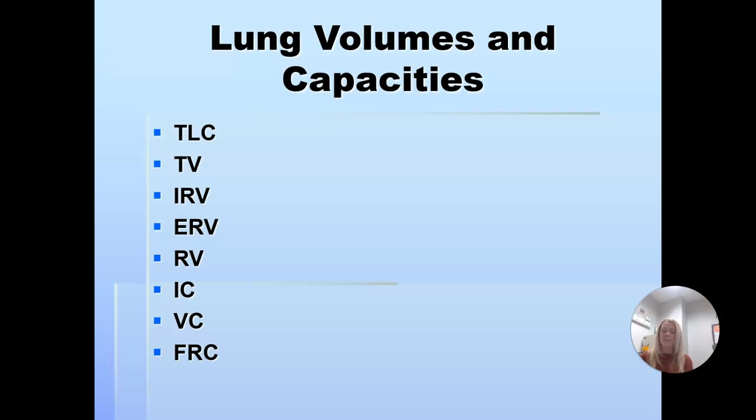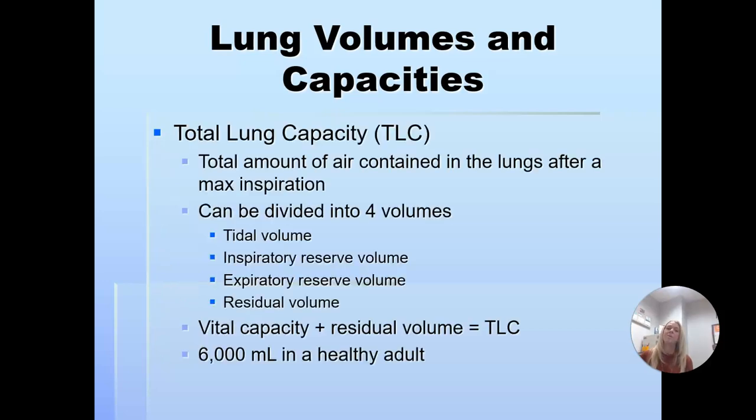But we have TLC, total lung capacity. TV is tidal volume. IRV is inspiratory reserve volume. Then we have expiratory reserve volume. RV is residual volume. IC is inspiratory capacity, VC is vital capacity, and FRC is functional residual capacity. So like I said, we'll talk a little bit about each one of those.